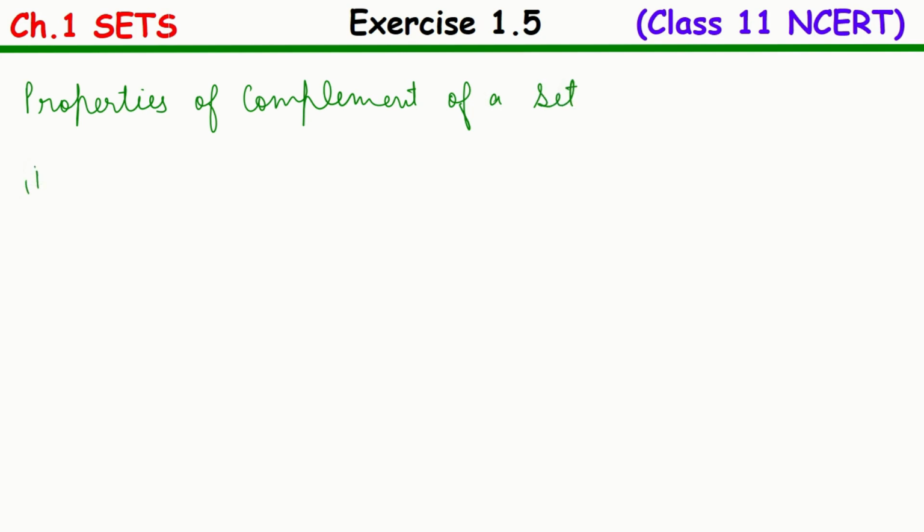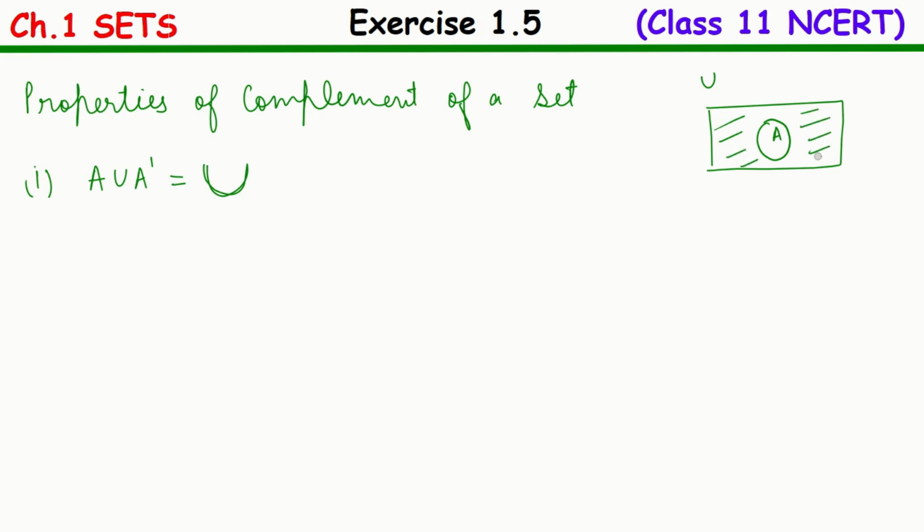The first property is A union A complement makes the whole universal set U. We have seen that if this is the whole universal set U, this one is A and A complement is this one. You can clearly see that if we take A and A complement together, it becomes the whole universal set U. The second property is A intersection A complement is phi, which is empty. If we look for anything common between set A and set A complement, we cannot find anything. So this is empty.